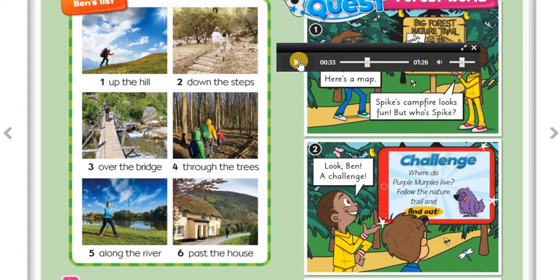We can hear the sound of the water and the sound of wood. Which one can it be? Correct, it's number 3. They are walking over the bridge.